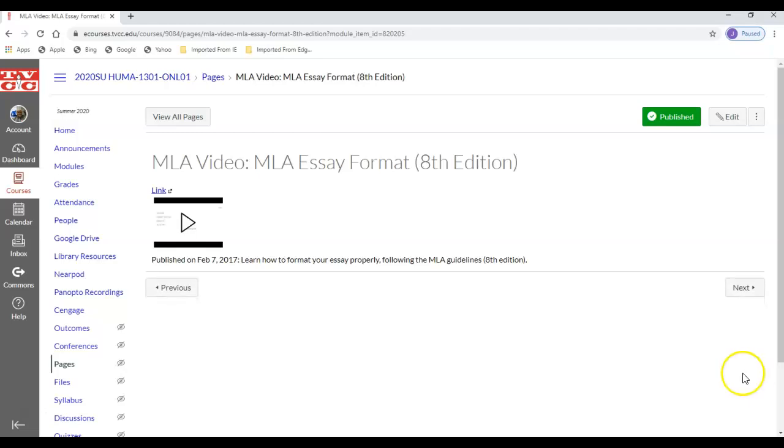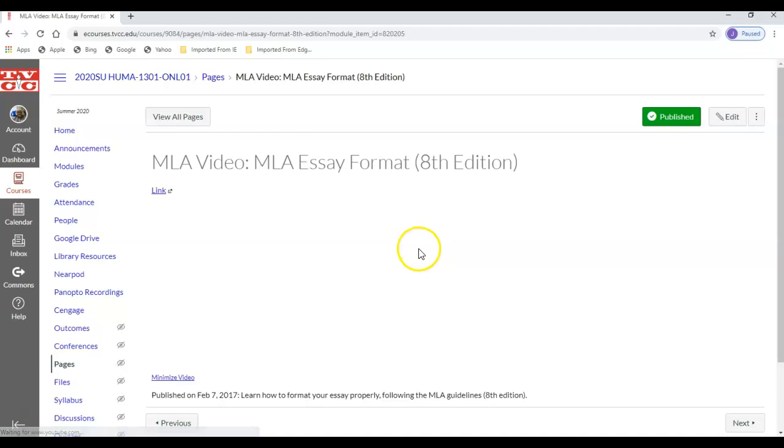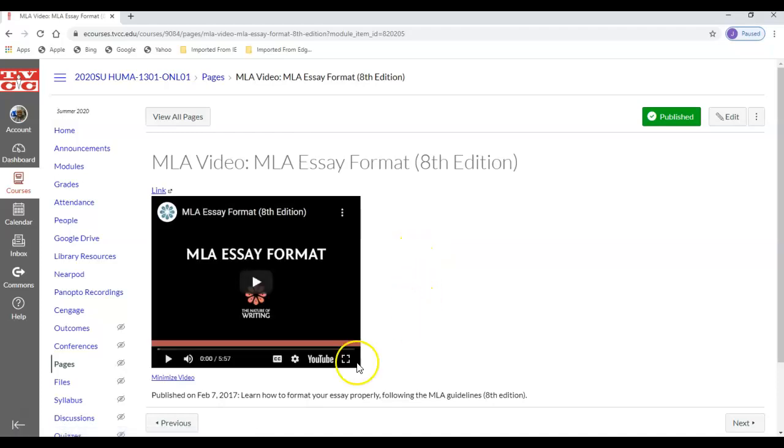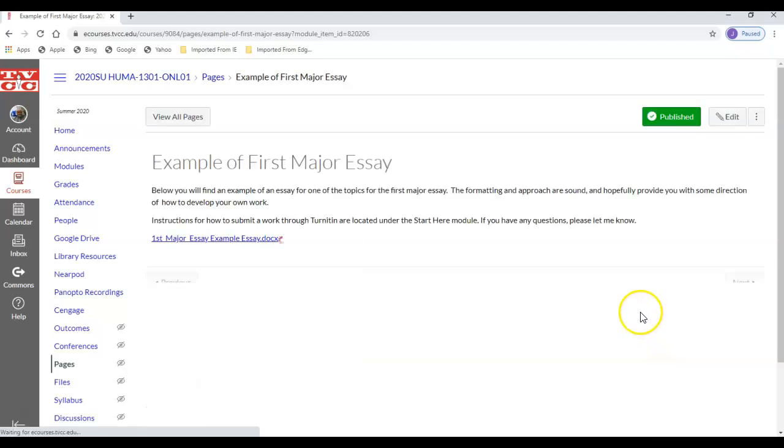I then have a second video that also goes through how to format your essay properly. You can watch that video. It's fairly short. As you'll see, it's less than 6 minutes, so it doesn't take that long to go through it, and it simply goes through how to write the essay in the MLA format, which I will be expecting.